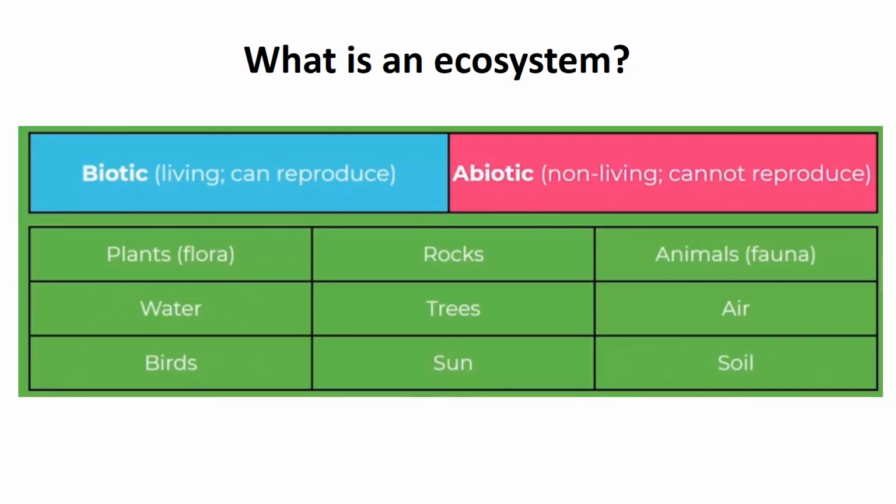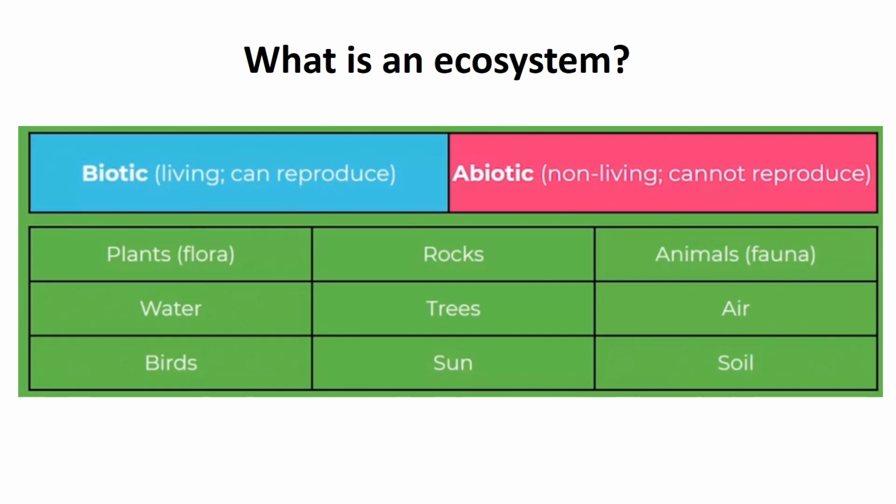Okay, so we need to build up towards a definition of an ecosystem. So ecosystems have biotic and abiotic components. Biotic, you can think about biology, so something that's living, something that can reproduce. So plants and animals can reproduce. Abiotic, on the other hand, are things that are non-living and have never been living, and things that just cannot reproduce. So water, for example, and the sun in these examples here underneath.